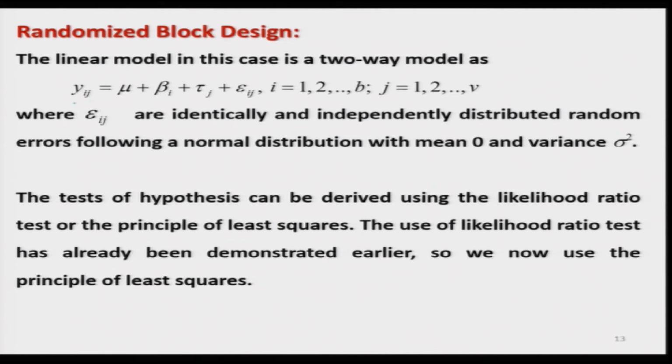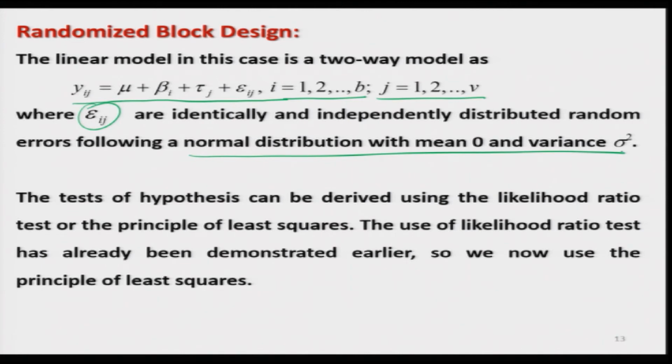Now, what is the linear model in the case of two-way analysis of variance? That is simply Yij is equal to mu plus beta i plus tau j plus epsilon ij, where i goes from 1 to B, j goes from 1 to V, and epsilon ij are assumed to be IID, that is identically and independently distributed random errors following a normal distribution with mean 0 and variance sigma square. Now, you know that if you opt for the least square principle, then you will not need the normality assumption as long as you are doing the estimation, and you will need the normality assumption when you are trying to conduct the test of hypothesis.